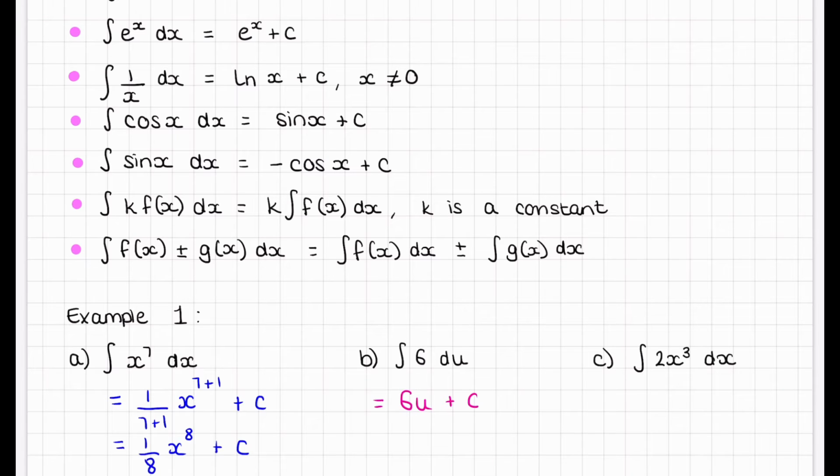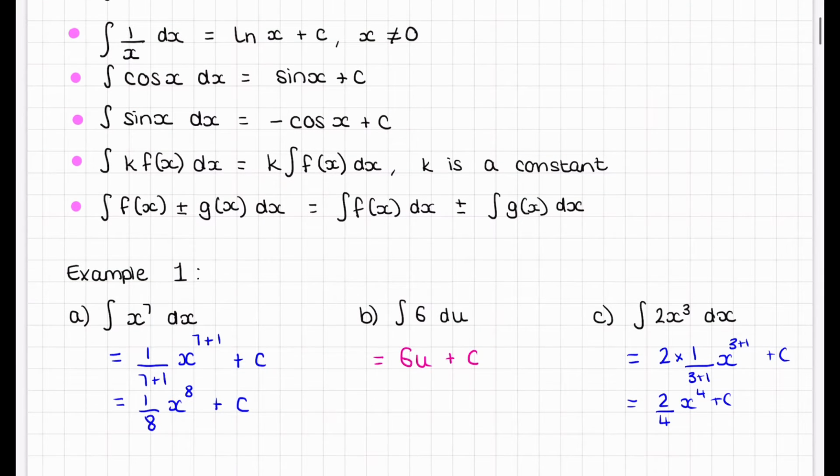C, the integral of 2x cubed dx. The 2 out the front just stays there, but it's going to be 2 multiplied by, and then we do our integral, so it'll be 1 over, the power's 3 there, so 3 plus 1, x to the power of 3 plus 1, and then plus c. And so this will give us 2 over 4, x to the power of 4 plus c, which nicely simplifies down to a half, x to the power of 4 plus c.